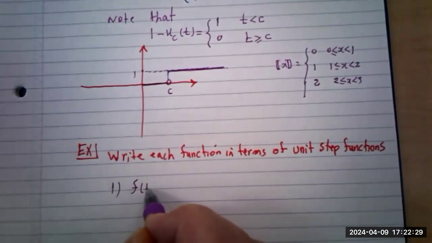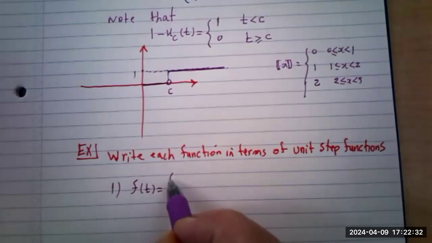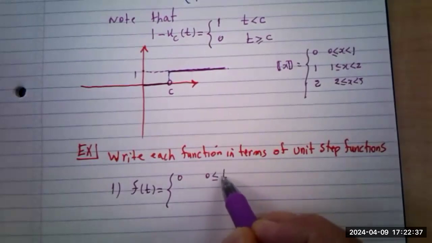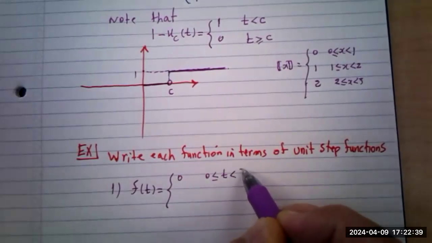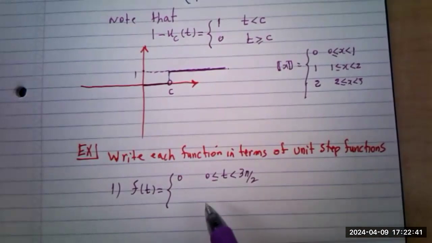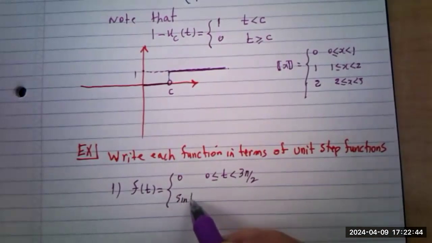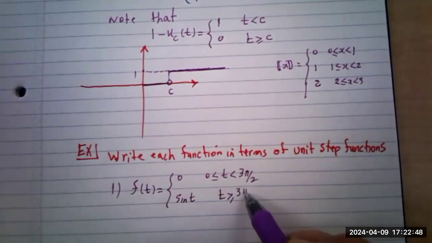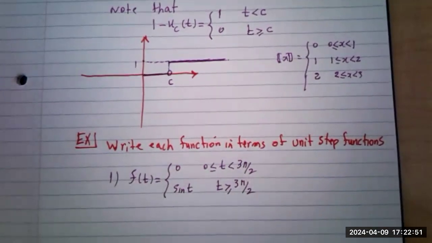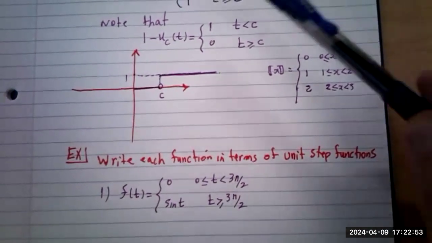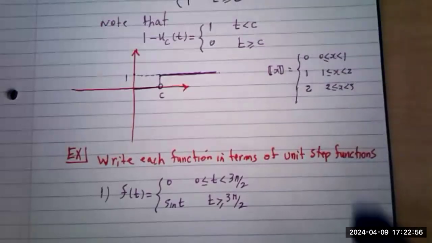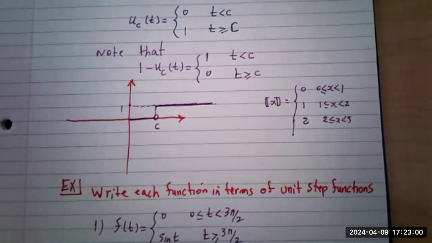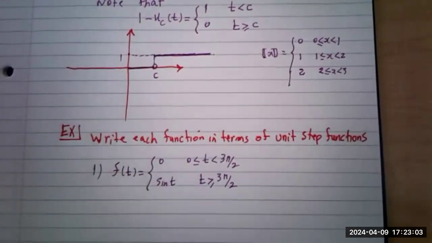We have f of t is equal to 0 if t is between 0 and 3 pi over 2, and this is going to be equal to sine t if t is greater than or equal to 3 pi over 2. You see, this is the given function, and you want to write it down in terms of the unit step function. Look at this function. So your function is going to be a function of 0, 1.